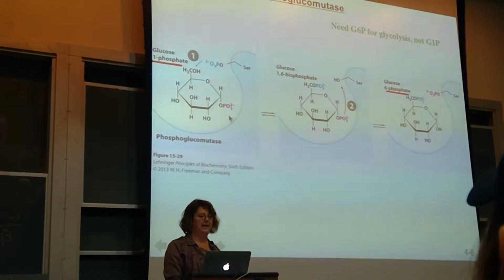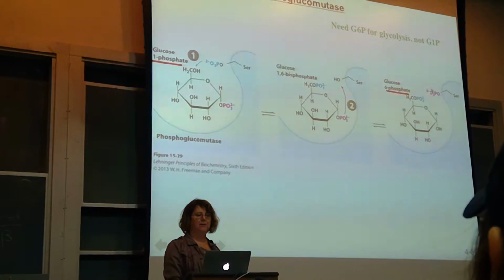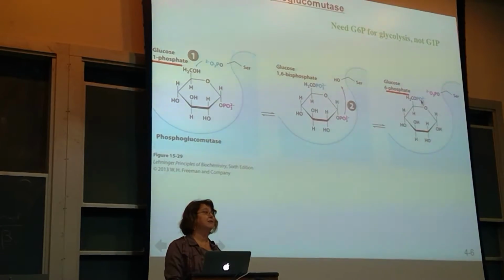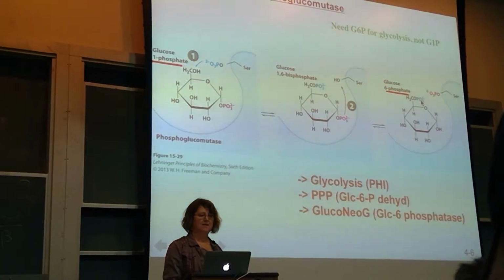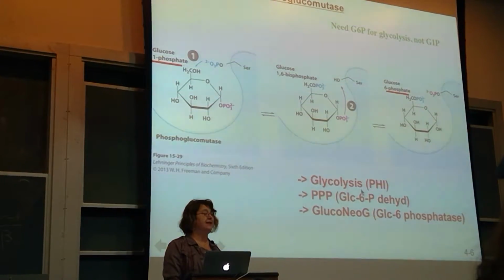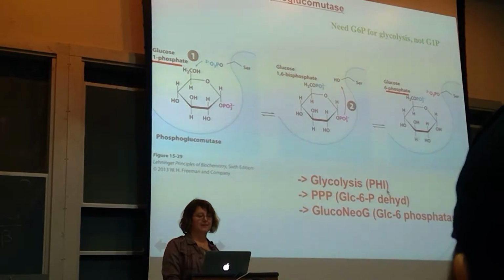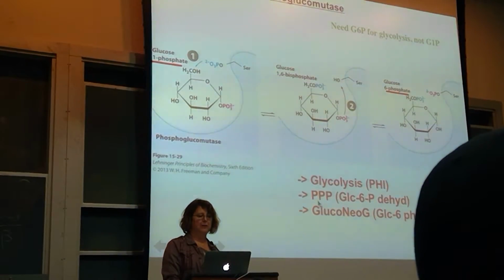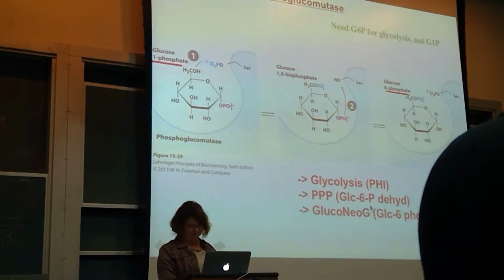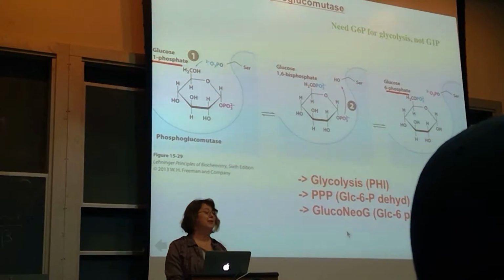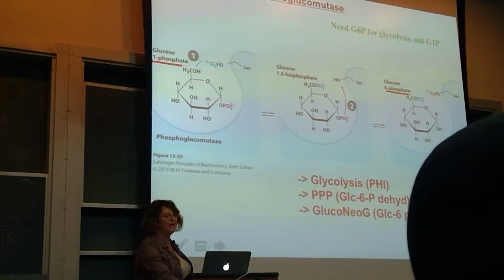Here's your glucose 1-phosphate. This is coming in, and now this phosphate is going onto the serine in the protein. So this is recycling, right? You'll always have this phosphorylated serine, and you have a phosphate on your glucose, but at a different position. And then once you have that, it's ready to go. So it can go to glycolysis, to phosphohexose kinase. It can go to the PPP, the glucose 6-phosphate dehydrogenase, or it can go to gluconeogenesis, the glucose 6-phosphatase.